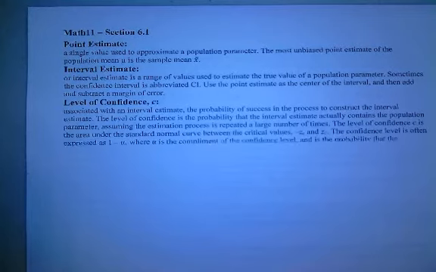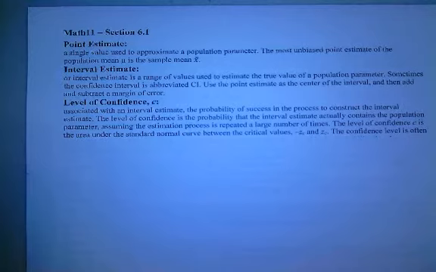Now, two things that sound very similar: confidence interval and level of confidence, sometimes called the confidence level. This is associated with the interval estimate, and it is the probability of success in the process to construct the interval estimate. The level of confidence is the probability that the interval estimate actually contains the population parameter, assuming the estimation process is repeated a large number of times.